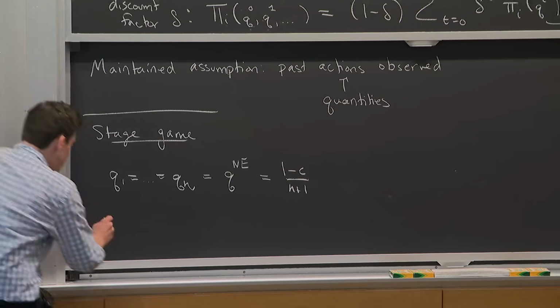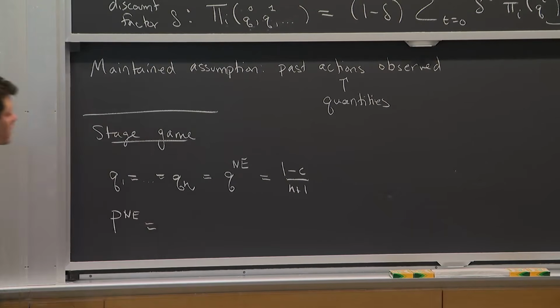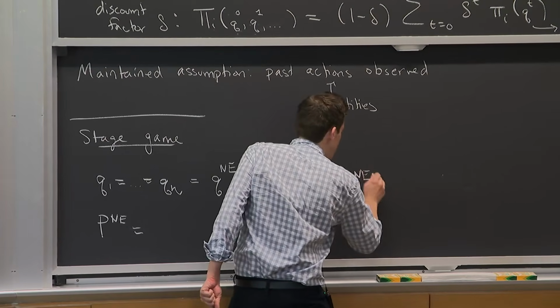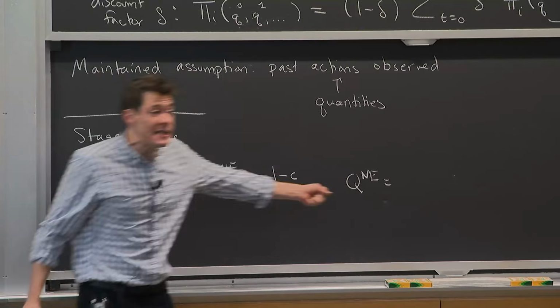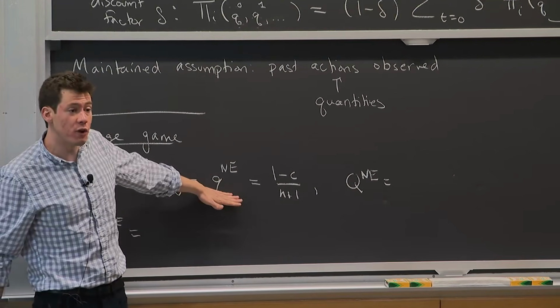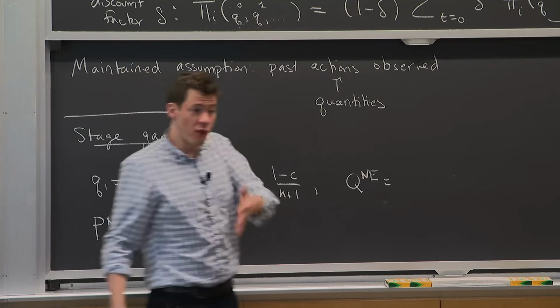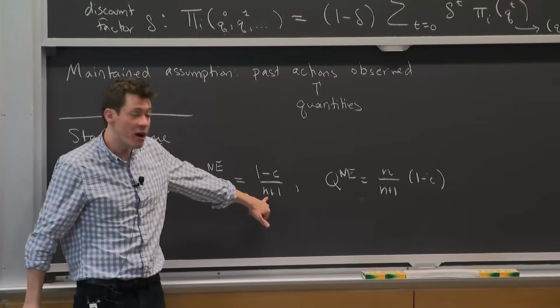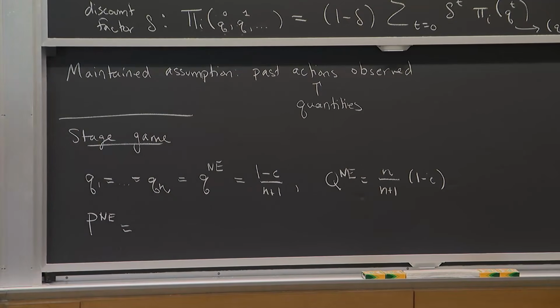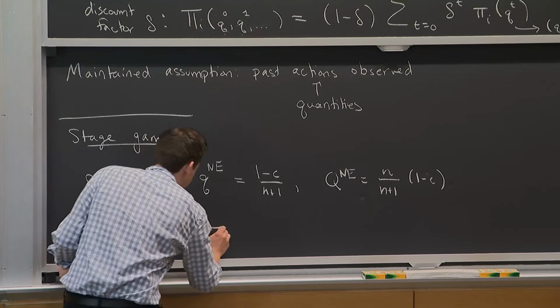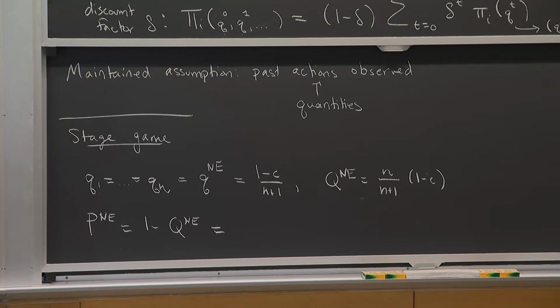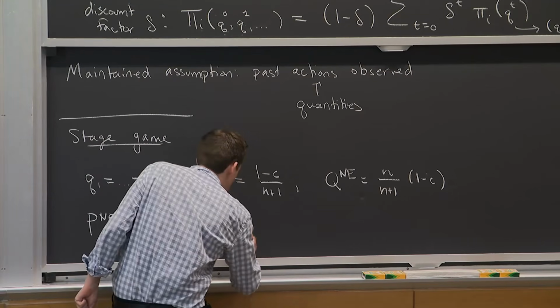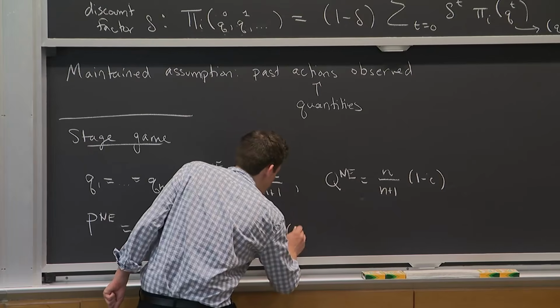And what that meant was the market price, PNE, was what? Well, it's 1 minus the total quantity. So maybe let's keep track of this. What is QNE? So I've told you what each individual firm produces. QNE is the aggregate quantity produced. Well, that's just the sum of the amounts that the individual firms produce, right? So I have (1 minus C) over (n plus 1) summed over the n firms. What is that? That's just n over (n plus 1) times (1 minus C). I've just multiplied this individual production level by the total number of firms, n. And once we see that, we can see the market price, PNE, is going to be 1 minus QNE, which is 1 minus n over (n plus 1) times (1 minus C).